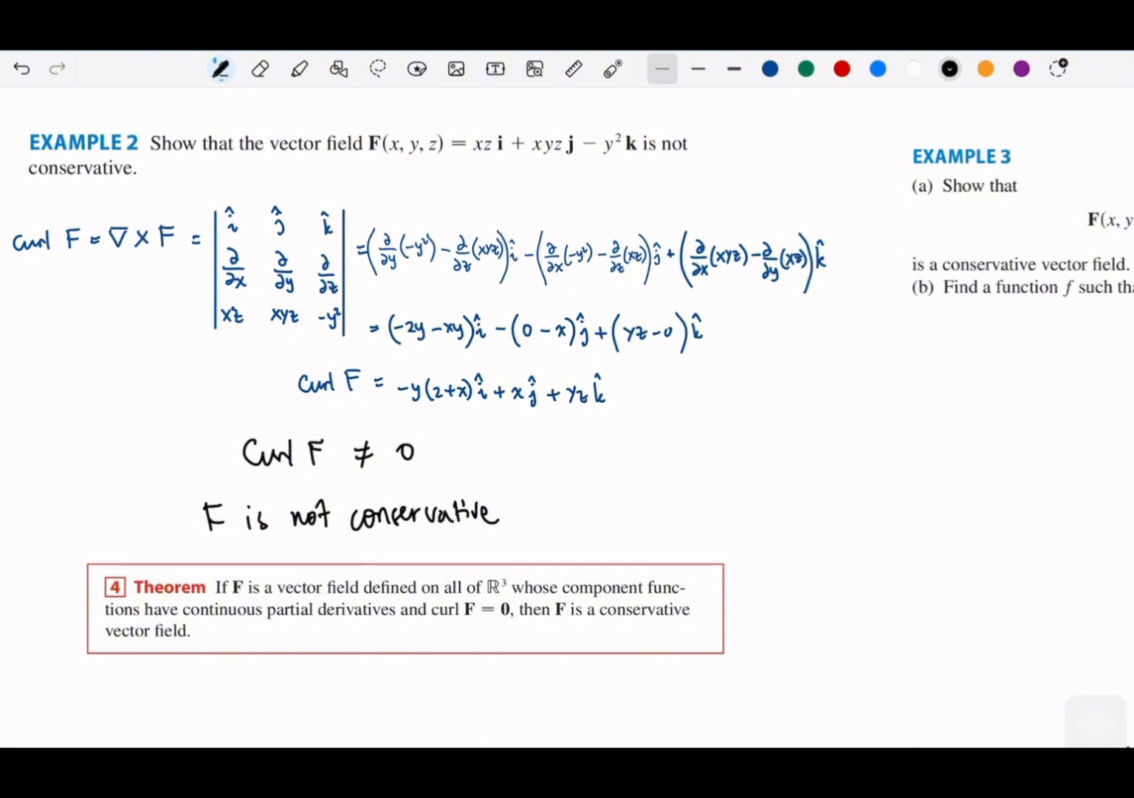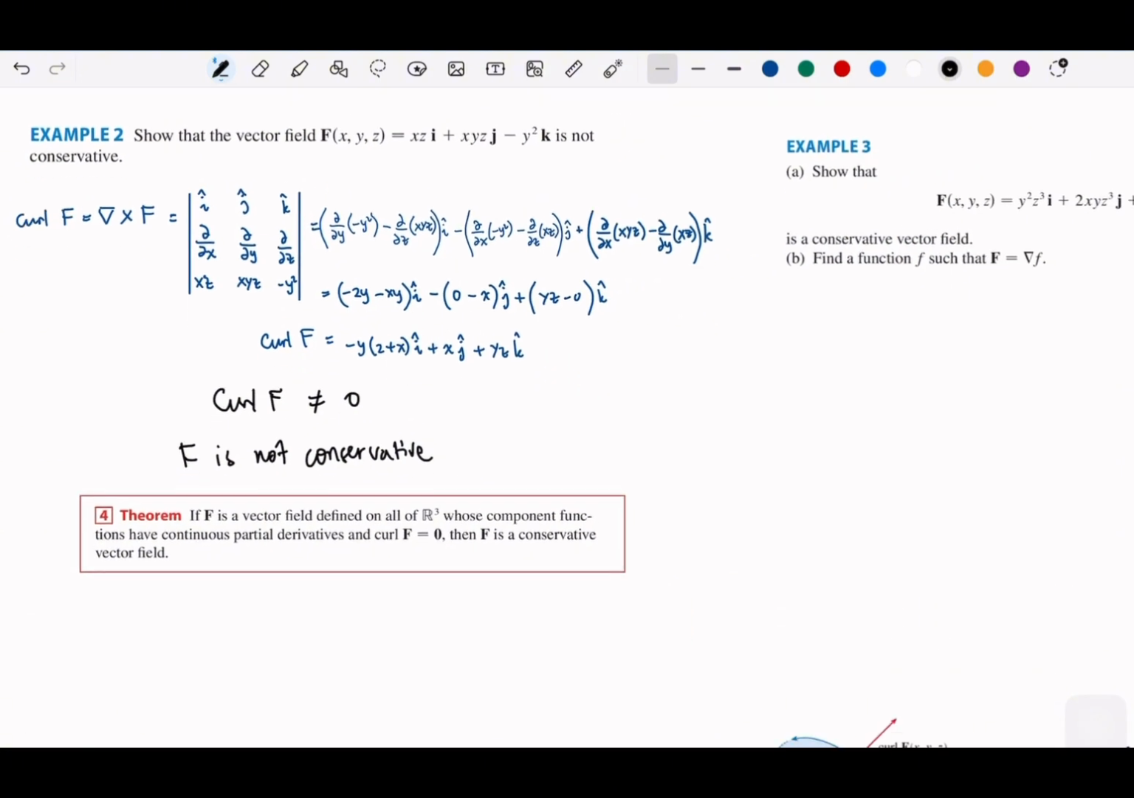And so the curl could give you some additional information, especially to determine whether the vector field is conservative or not. Okay.